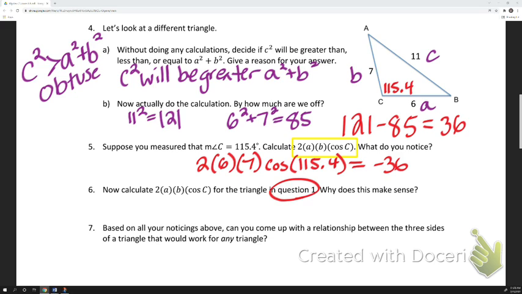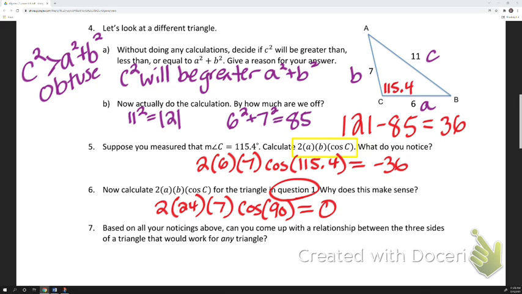Yeah, remember we established it's a right triangle, so C would be... So now you're doing 2 times 24 times 7. We get a question about the angle. We established that's a 90-degree triangle, so cosine of 90. What do we get? 0. Why does that make sense? They were equal. Based on all you noticed above, can you come up with a relationship between the 3 sides of the triangle that would work for any triangle? What do you notice? What could we do?